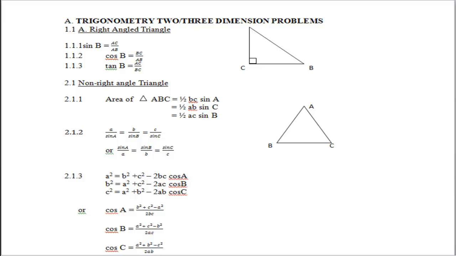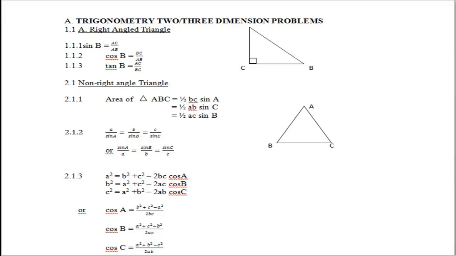Now if you're looking at the sine rule, a over sine A is equal to b over sine B is equal to c over sine C, and we can choose whichever, whether we want the numerator to be the ratios, that will also be fine. And then you go on to the cosine rule: a squared is equal to b squared plus c squared minus 2bc cos A, and so on.